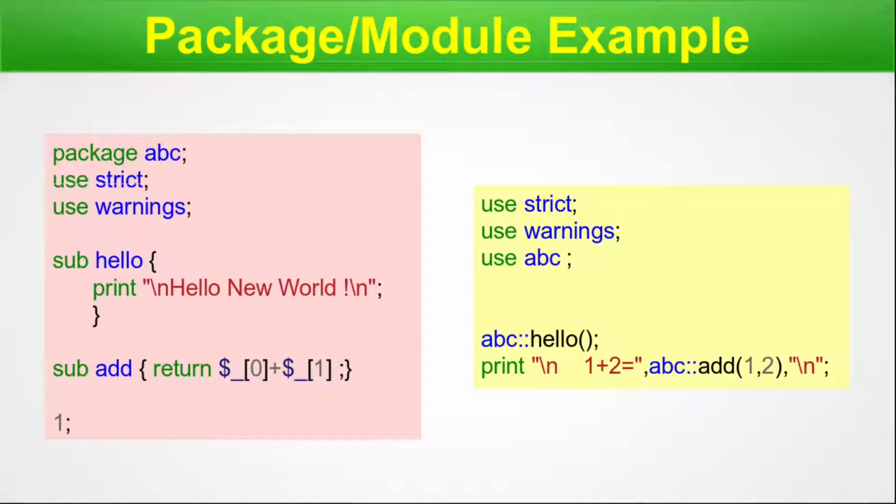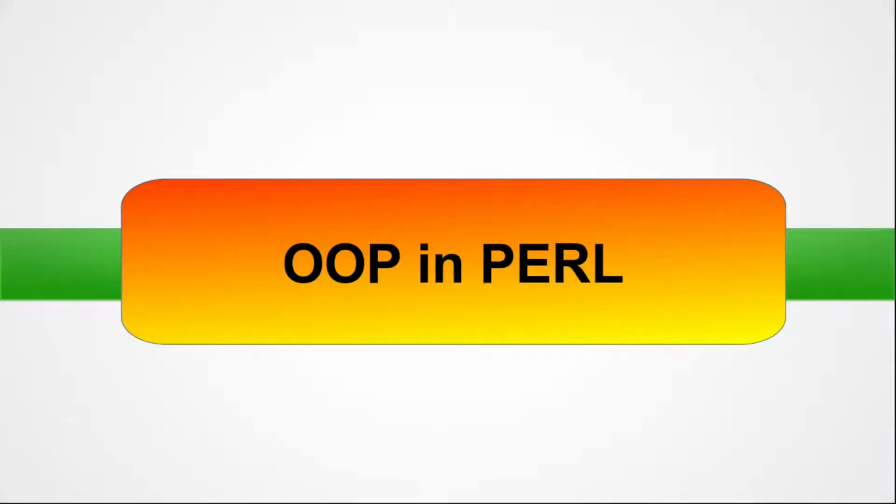Okay, so this is the way. I think enough information is given on the creation and instantiation of that module. So let's move on to the next slide. We are done with the Perl package and module syntaxes and the basics. Now we'll enter into the regime of object-oriented programming in Perl.